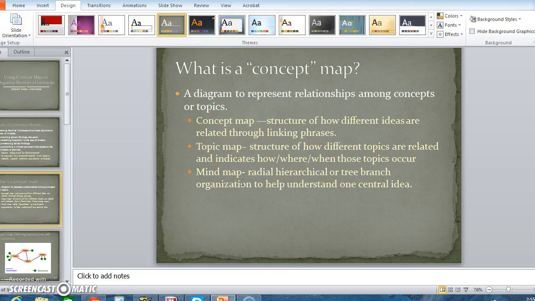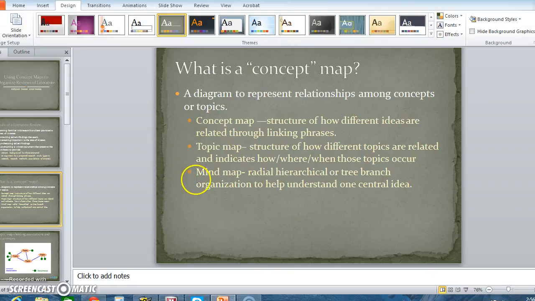So concept maps are a bit more general, whereas topics might be, once you found the overarching ideas that seem to crop up routinely in the research you're looking at, you might then go in and say, I keep seeing these 4 topics that keep cropping up within these concepts that are being talked about. How are these topics related?